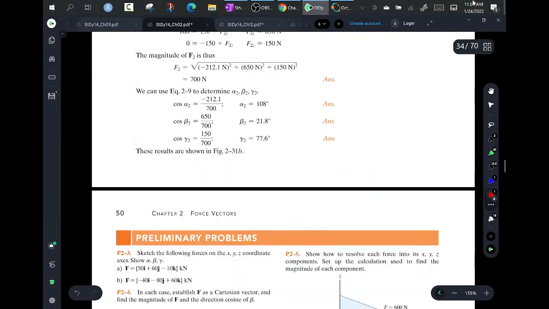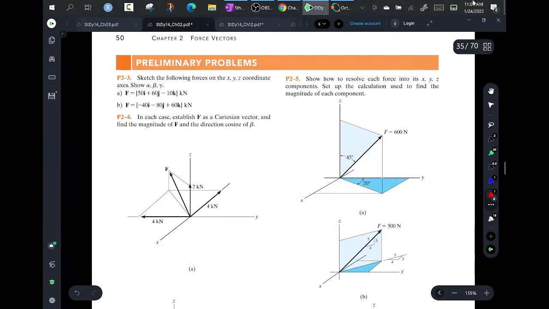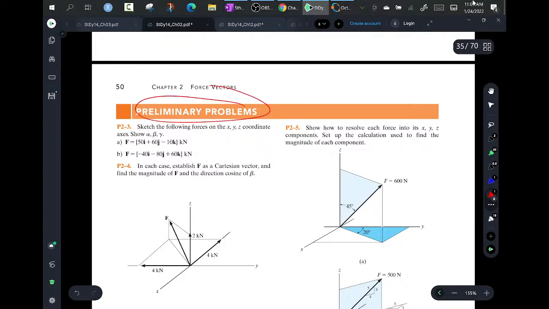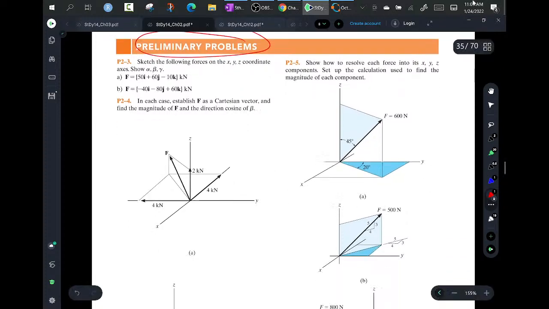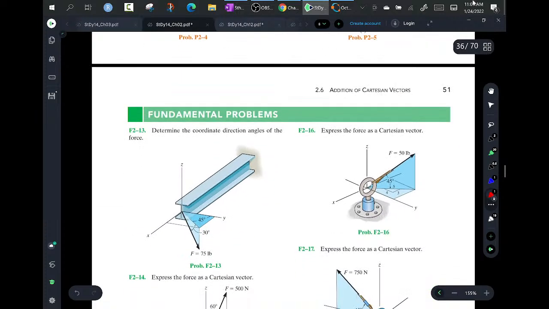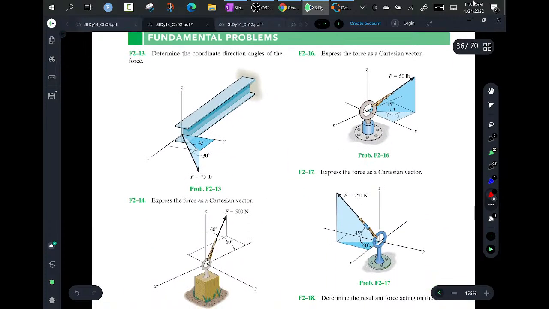So let's just head off, pick up a problem. I do not like these preliminary problems, so I'm going to skip that. If you have an older edition of the book, they don't have those, and they didn't seem to have done a fairly good job with those, in my opinion.